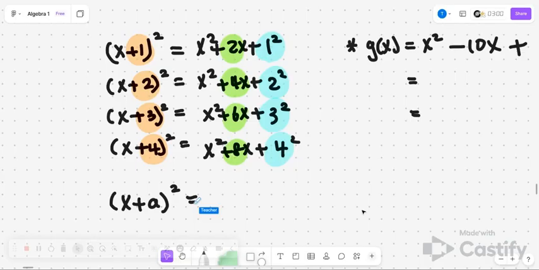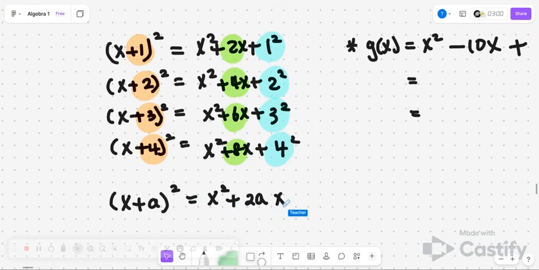So if I want to generalize, so I can use it for any number, then I can just have x plus a, the whole thing squared. So we know that the green part is going to be just double that a.